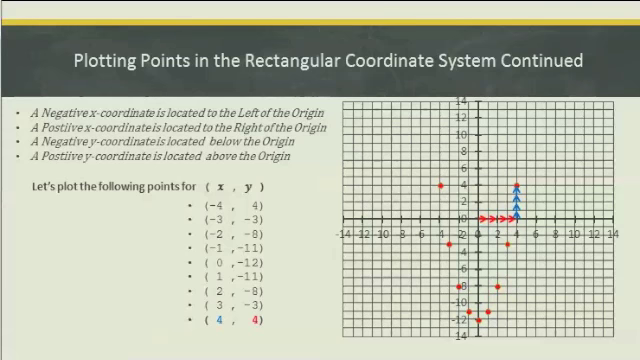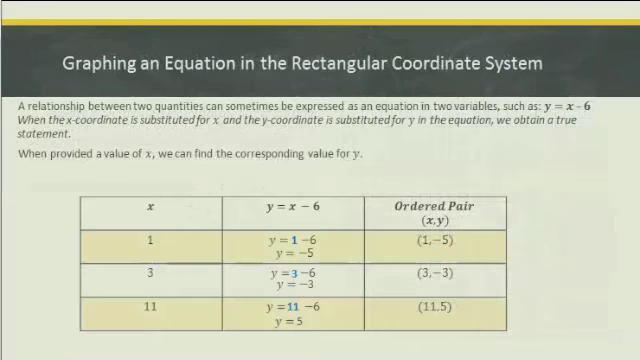Alright, so now that we understand how to plot points in a coordinate grid, let me dive into graphing equations. So a relationship between two quantities can sometimes be expressed as an equation in two variables, such as y equals x minus 6. When the x-coordinate is substituted for x and the y-coordinate is substituted for y in the equation, we obtain what is considered a true statement.